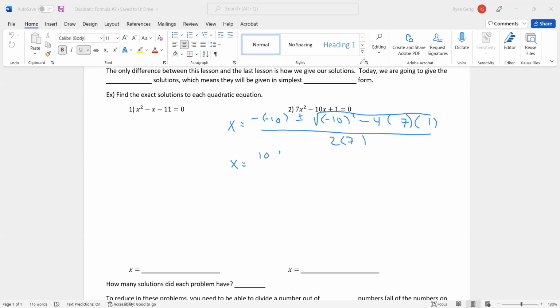-10 is +10. -10 squared is 100. Then switch colors again. 4 times 7 times 1 is 28. Divided by 14.